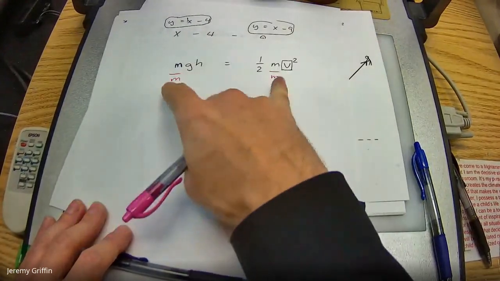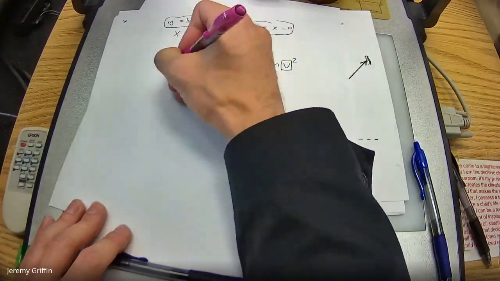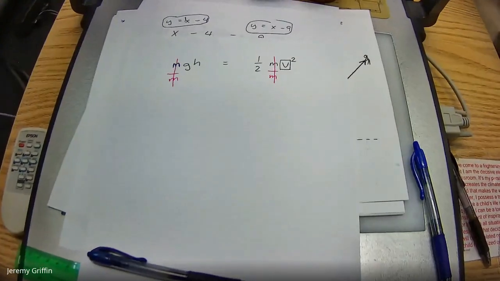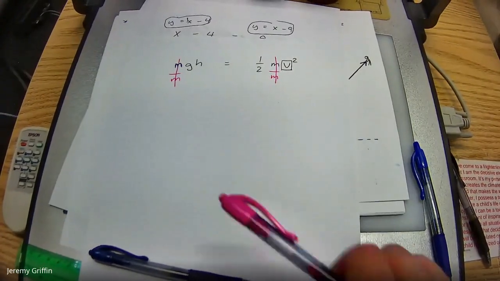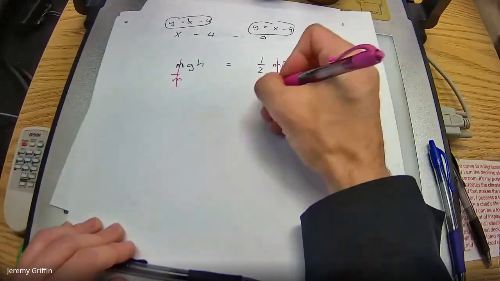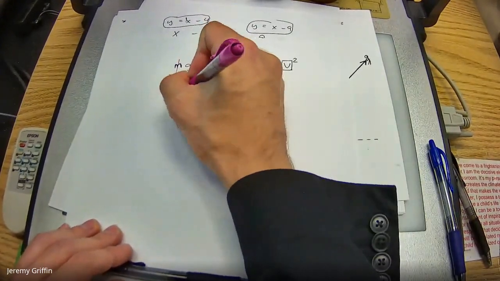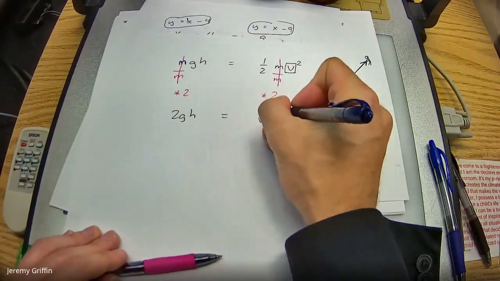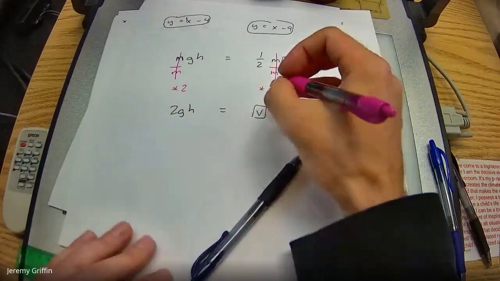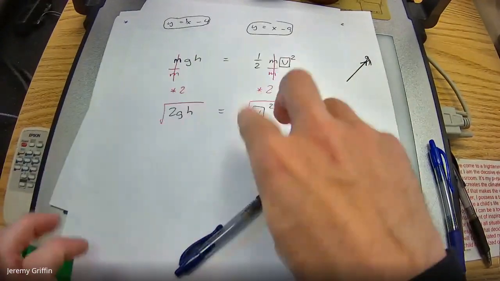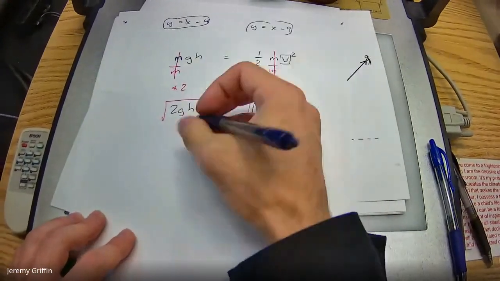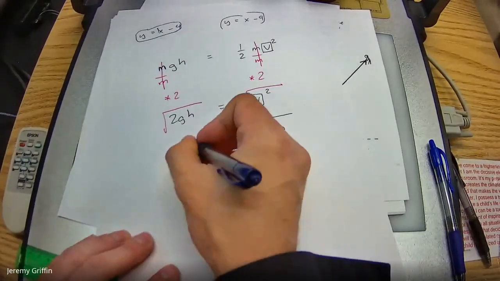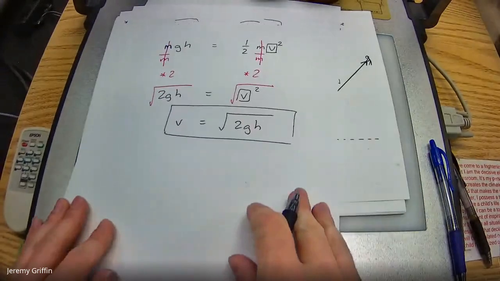This is not too uncommon a thing to happen in this class, that variables will cancel out. Anytime you see something cancel out in this class, what it means is that the magnitude of that variable doesn't matter. Doesn't matter if it's big or small. Multiply both sides by 2, so times 2 times 2. So I'm getting 2gh is equal to v squared. Square root both sides, and then swap both sides, get v is the square root of 2gh. That is the answer. Okay?